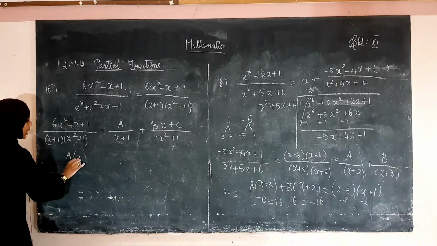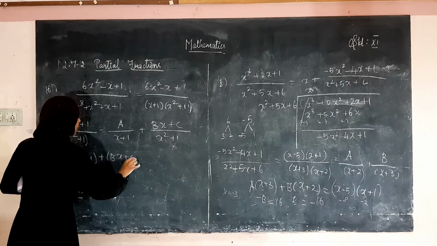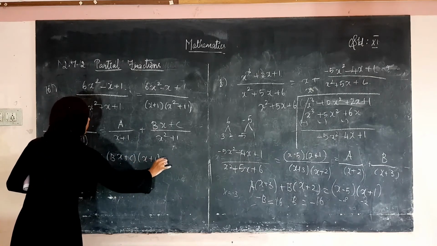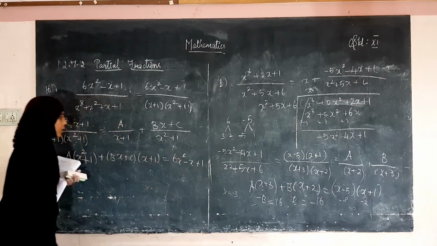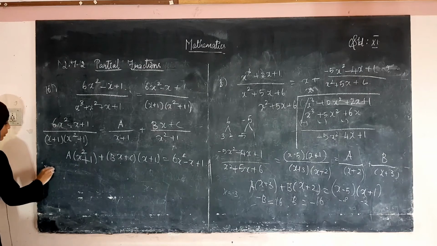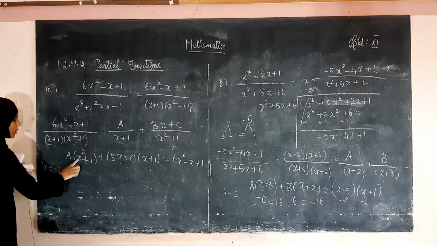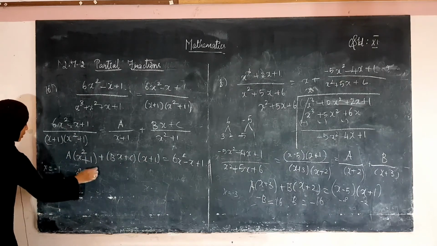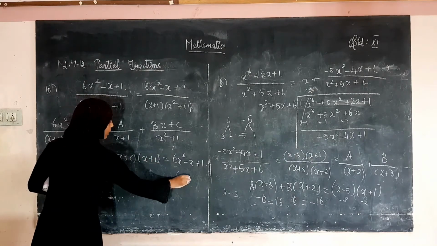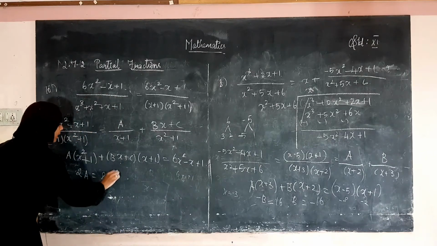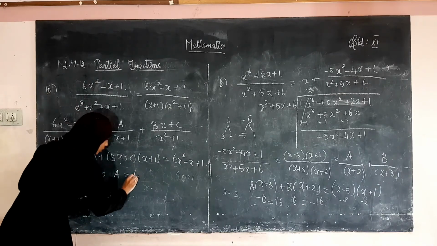On equating the numerator, what we will be getting is A(x² + 1) + (Bx + C)(x + 1) is equal to 6x² − x + 1. Okay, substitute the value of x equal to −1. Minus 1 means this term becomes 0. Minus 1 the whole square is 1, 1 plus 1 is 2, so 2A is equal to, and here (−1) squared is 1, so 6 minus of minus 1 is plus 1, that is 8. So, what is the value of A? A is equal to 4.